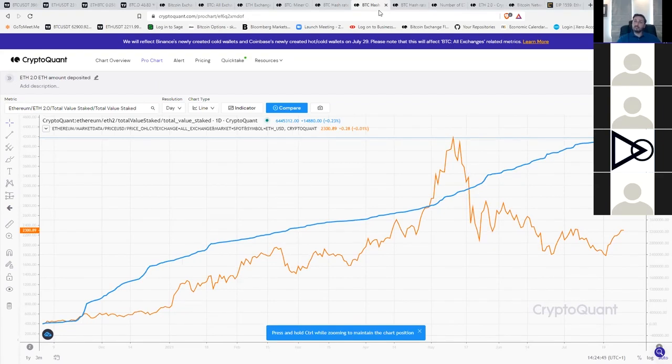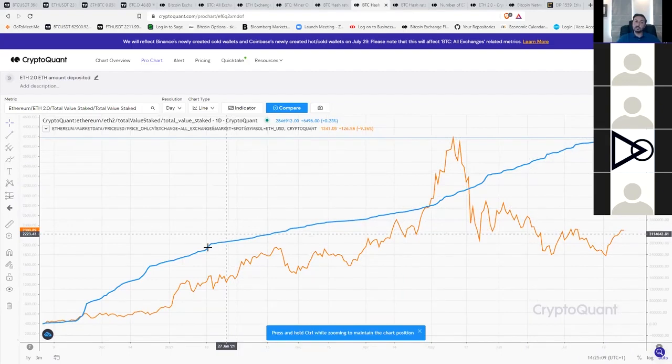So it will decrease the increase in supply. So it's a bit confusing, but I'll cover that in a moment. So what we're seeing here, and we've got the Ethereum price in orange, and then we've got the total value of Ethereum staked in the contracts over time. So at the moment, we've got 6.5 million Ethereum currently staked in the contract.